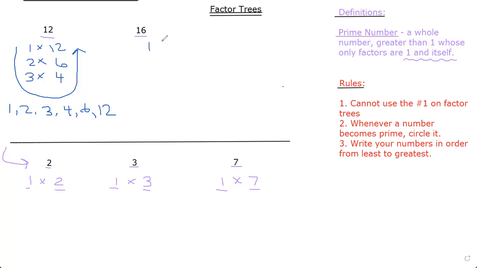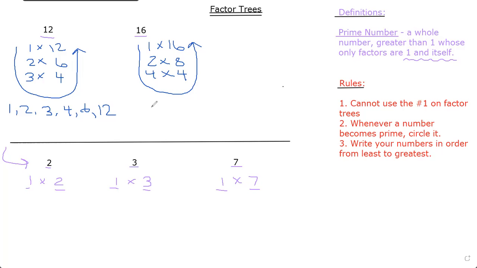For 16, we have 1 times 16. We have 2 times 8. 3, 3 is not a factor. Then we have 4 times 4. Those are all the factors. Again, we do not have to go down the list and write 8 times 2, because 8 times 2 is the same as 2 times 8. So there's no need to write that. We also don't have to write 16 times 1 because it is the same as 1 times 16.